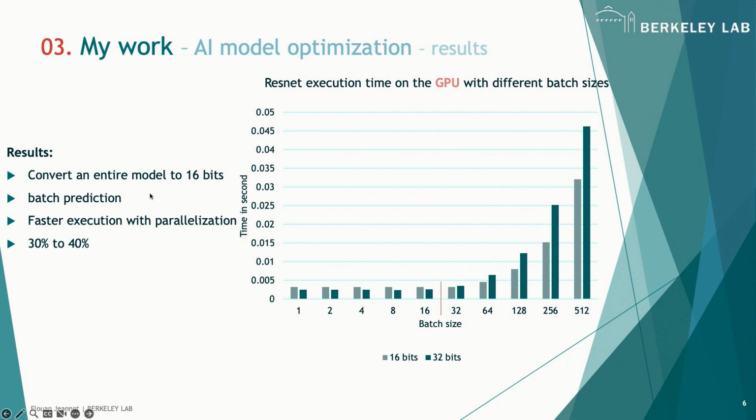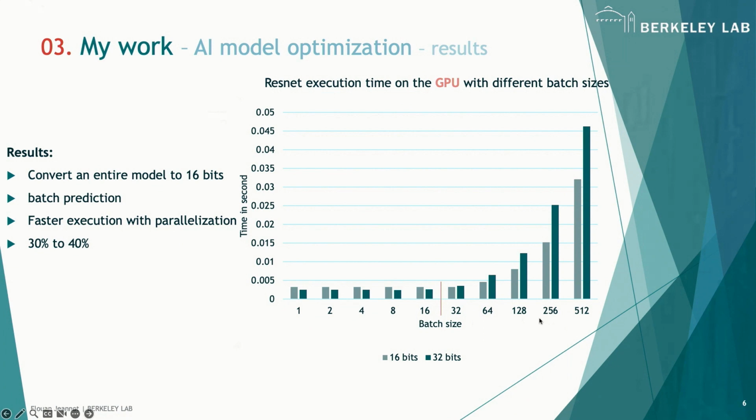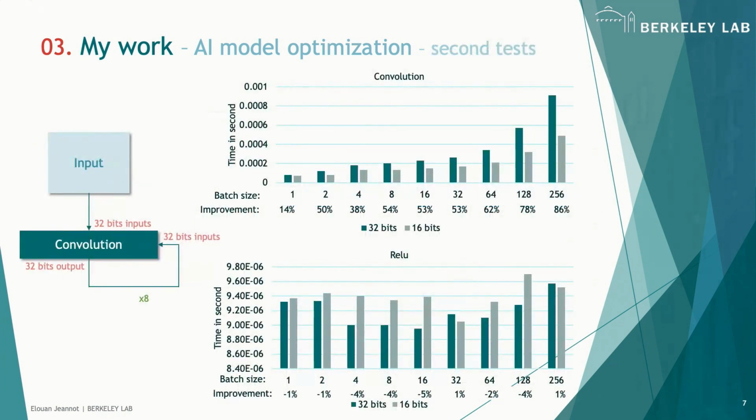A batch prediction is used when we want to generate predictions for a set of observations all at once. That way, we can benefit from the parallelization of good architectures. And when there's a good workload, like when the batch size is more than 32, we can see an improvement. For the 16-bit version of the ResNet model, it can be an improvement of 30 to 40%.